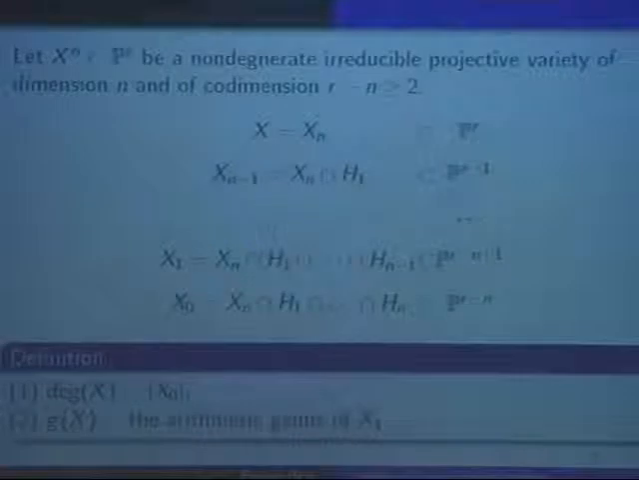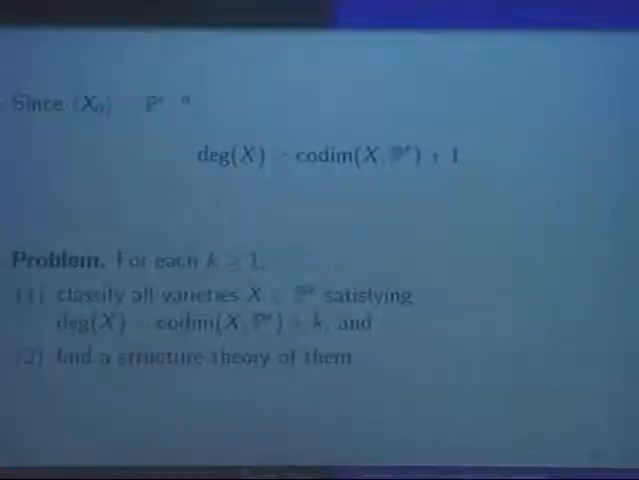Since X0 in this ambient space is non-degenerate, the degree should always be bigger than or equal to its codimension plus 1. That is, the degree should always be the codimension plus some positive integer k. Concerning this inequality, a natural question is, for each k, first to classify all varieties X satisfying this equality, and then also to find the structure theory of them, that is, to describe some common properties of those varieties.